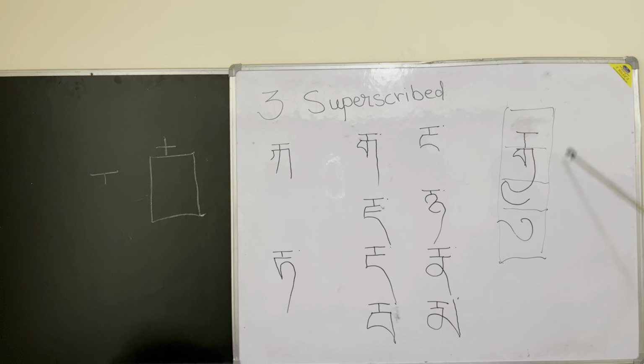In the future, you won't see anything added on top of these four. You will never see anything like this. So this is the maximum. Vertically, you will see four things stacked one above another. This is the superscript, this is the consonant, this is the subjoint, and this is the vowel.